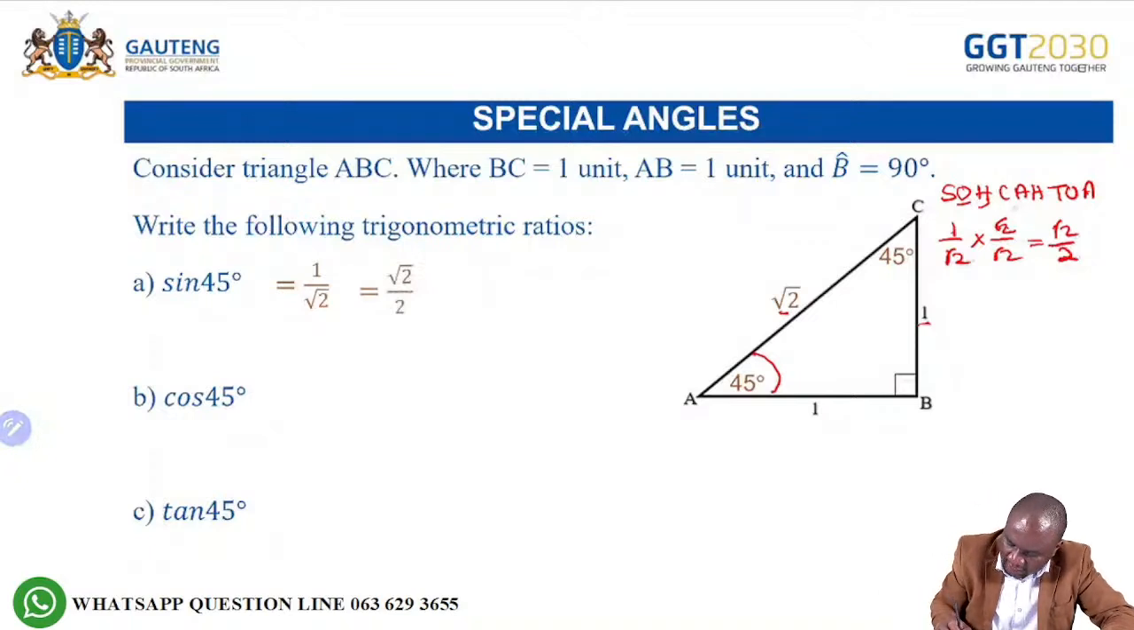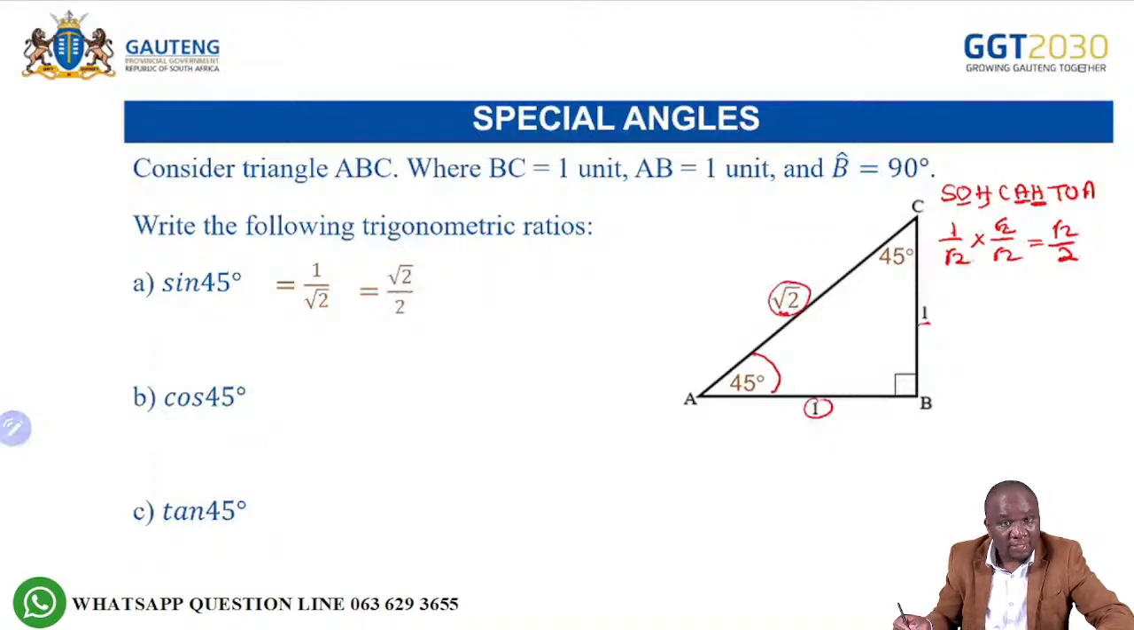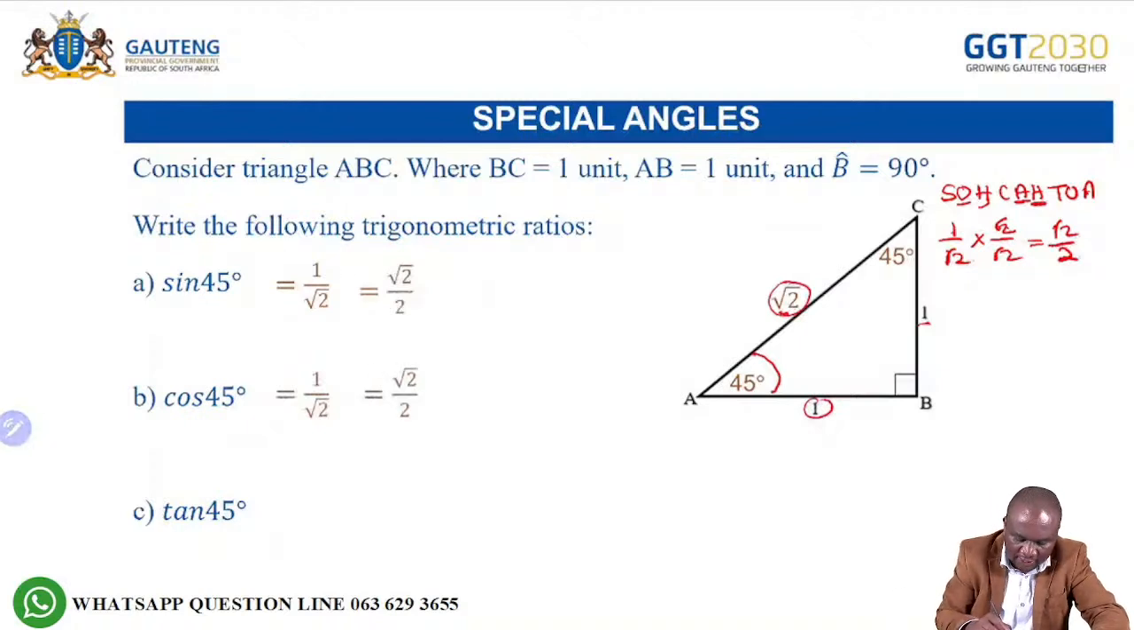Then cos 45 is adjacent side over hypotenuse. So adjacent side is 1, hypotenuse is square root of 2. So it means it's 1 over square root of 2. Then let's rationalize our denominator. It's going to be the same, isn't it? So it's going to be square root of 2 over 2, just the same as this.